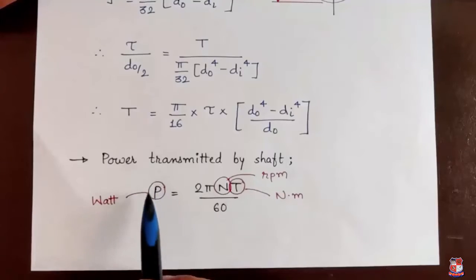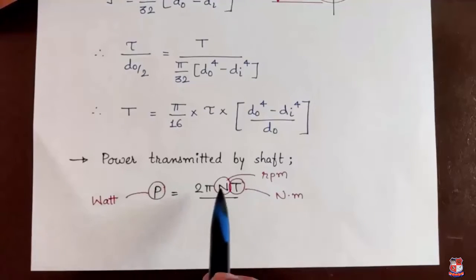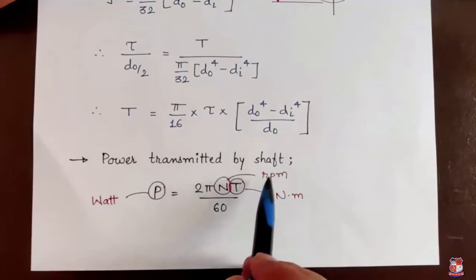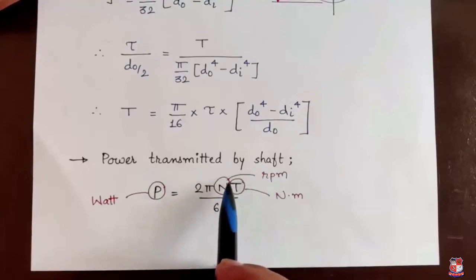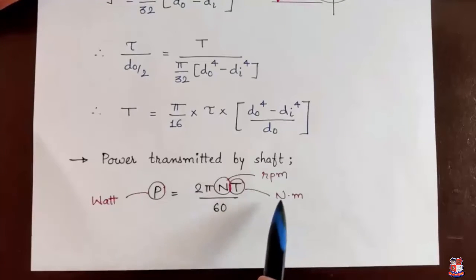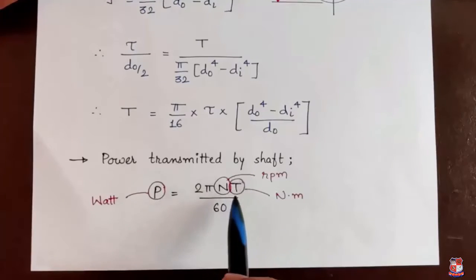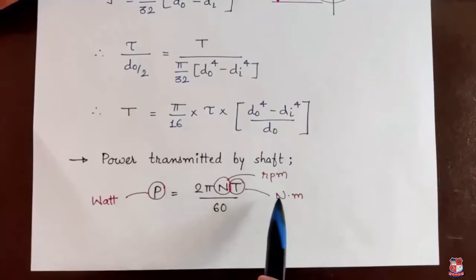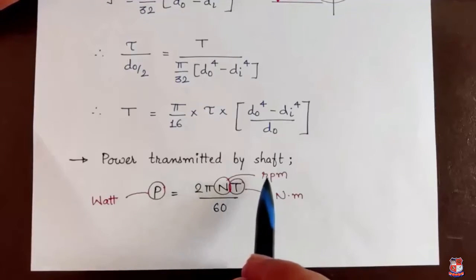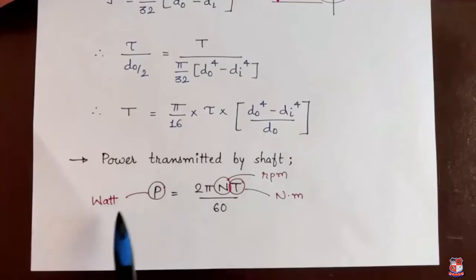Now here P will be in terms of watt, N will be in terms of RPM, and then you will get torque in terms of Newton meter. You have to remember this: if torque is in terms of Newton meter and N is in terms of RPM, then power will be in terms of watt.